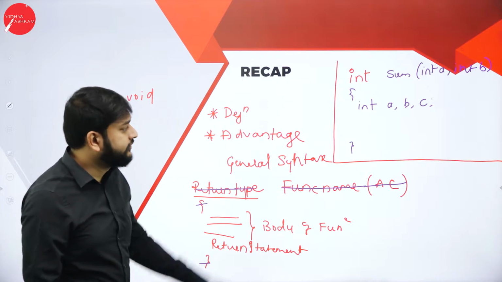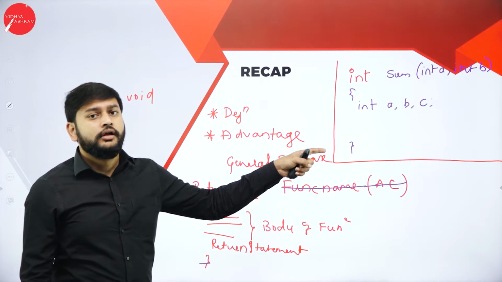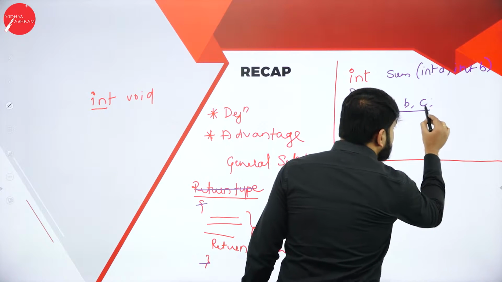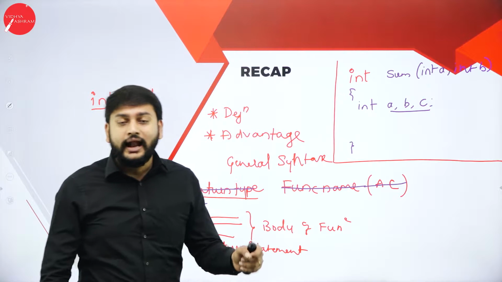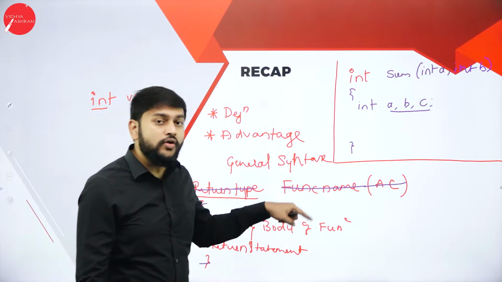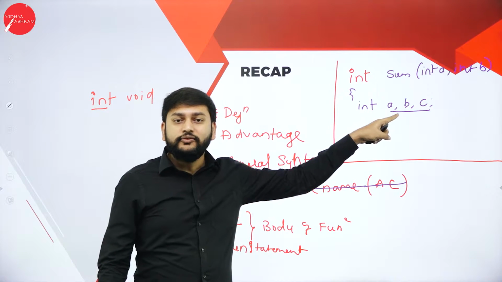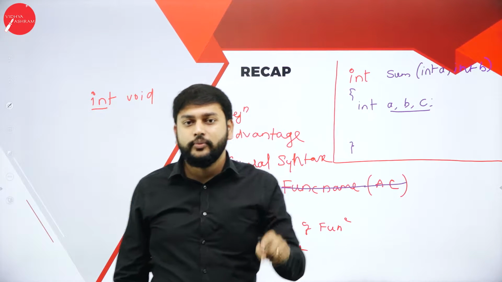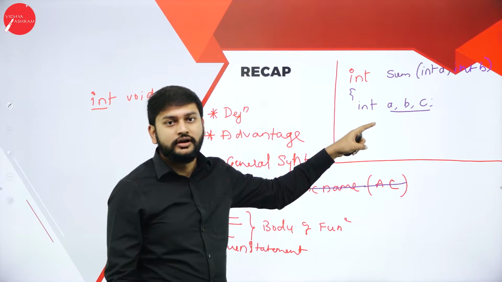Do I need to have A, comma B, comma C? Do I need to have that? If I have any variables inside this, you should treat them as local variables. I will be discussing that in detail now. If you have any variables inside the function, you will call them local variables. You can use them only within this function.